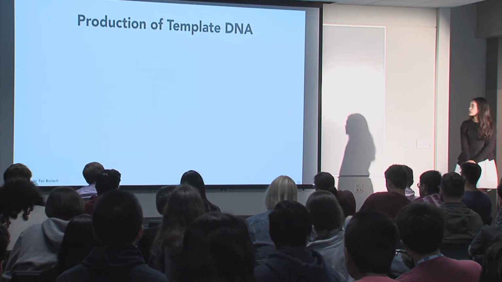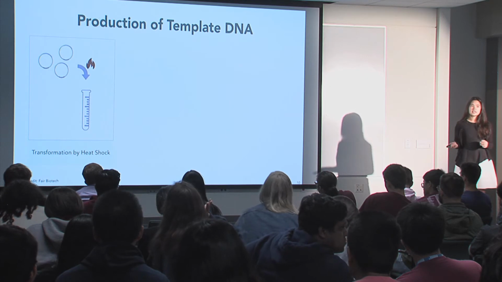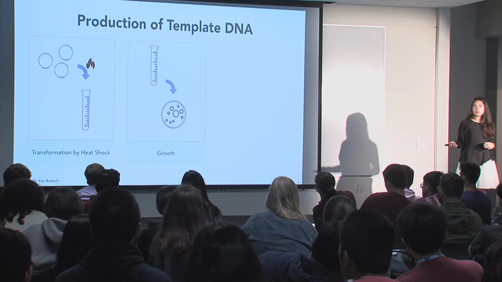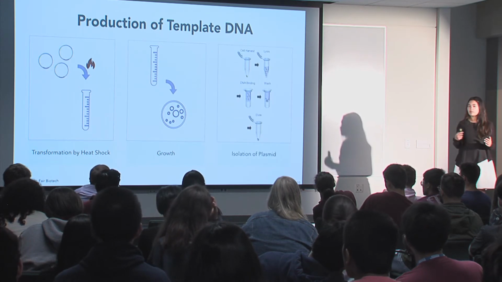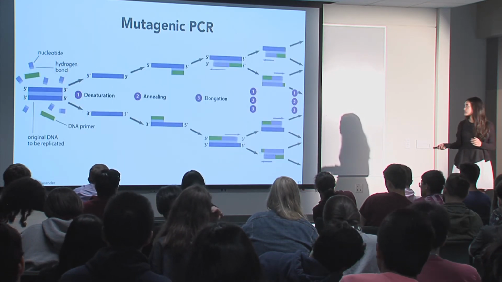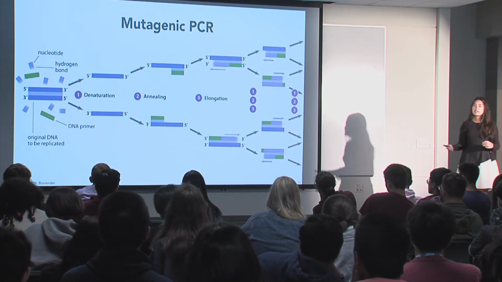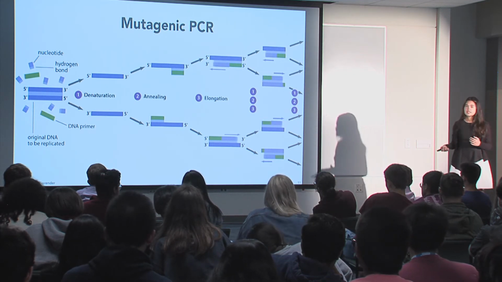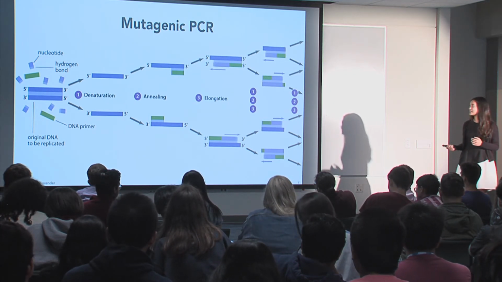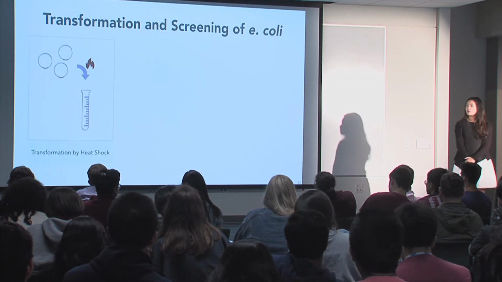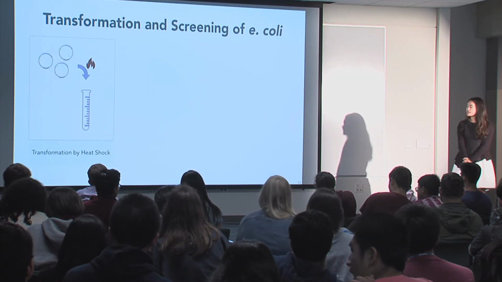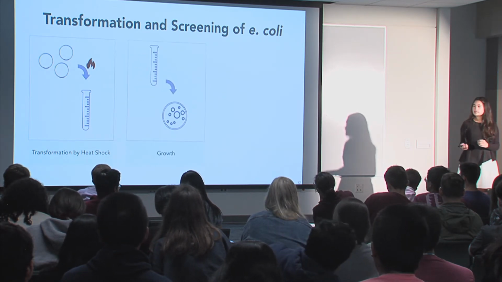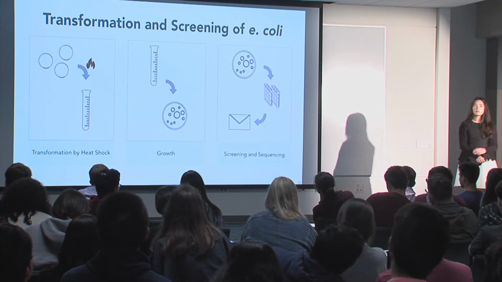Prior to our study, DNA had already been isolated from P. morini and put into E. coli by heat shock. They were then grown, and we isolated the plasmid from this E. coli. We took this template DNA and the primers that we designed with the mutations embedded in them. We then did mutagenic PCR to amplify this DNA. We then used these new transformed plasmids to transform E. coli by heat shock. We grew them on plates, and we chose a couple of colonies from each plate to screen.